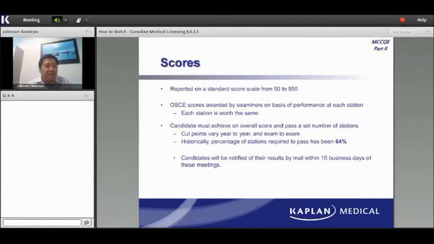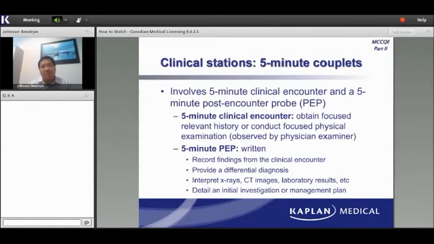Now, in the 5-minute couplet clinical station, either you're going to have a clinical encounter with a standardized patient, wherein you're going to get a history from your patient, or you might have a focused physical examination with your patient. Or in the 5-minute couplet, you're going to have a written examination wherein you're going to interpret some x-ray films, or probably make a differential diagnosis.